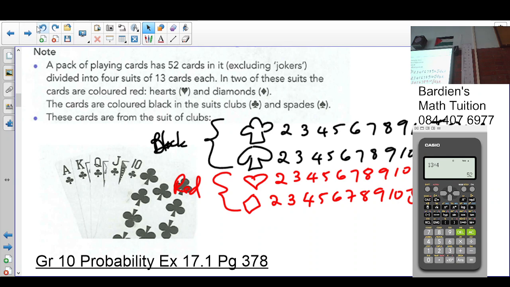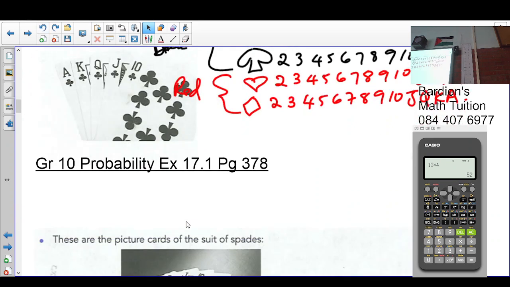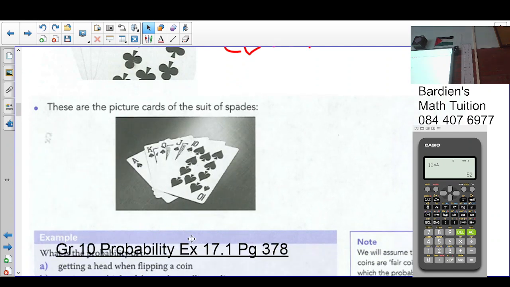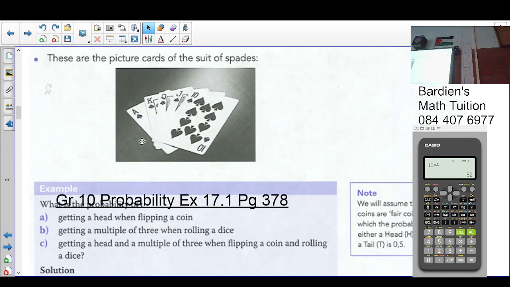Okay. Now we are told these cards are from the suit of clubs. You see, there's the clubs. And I'm sure all of you had some experience in playing the cards. Here, we are told that these are the picture cards of the suit of spades. Now you see, these are the picture cards. They shouldn't have put in the pen. But mistakes happen.